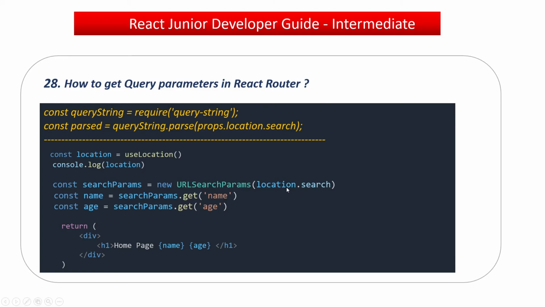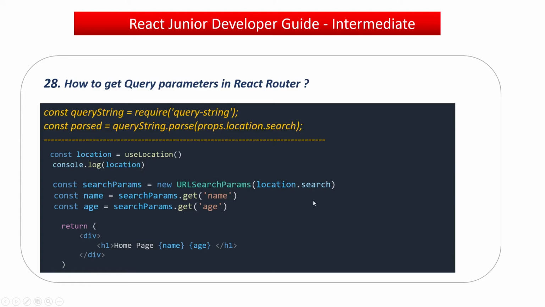As you can see, location contains search, and in the normal conventional way you need to write queryString.parse, and then write a long text which is props, then go inside the location, and inside the location go to search. But normally if you use useLocation, you can directly access location.search, which is very easy to use, I think. And you just need to write new URLSearchParams(location.search), and you just need to get it by name, whichever you give in the URL parameter, and you can get the name, the age, all of those things.